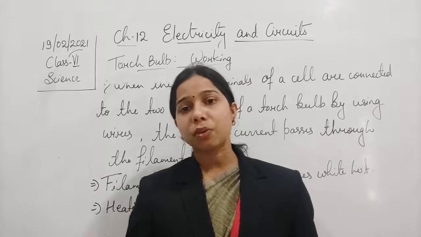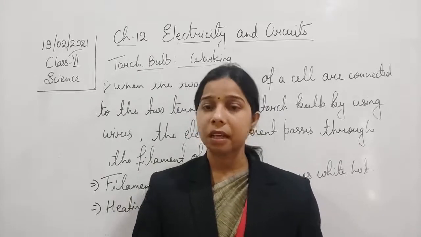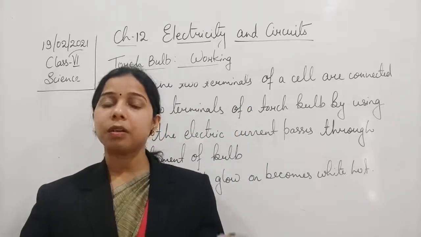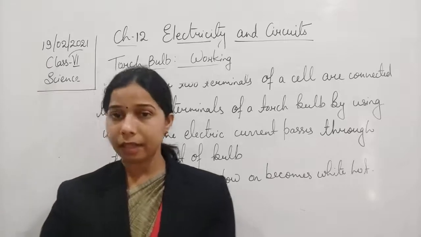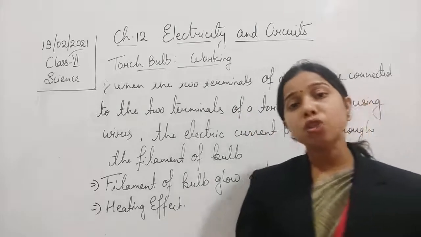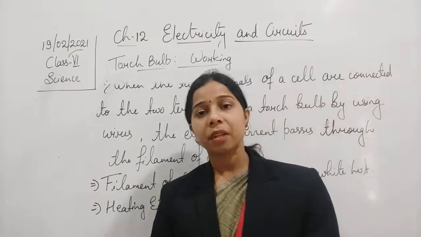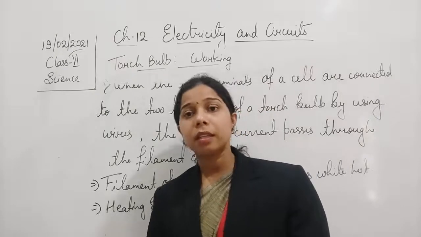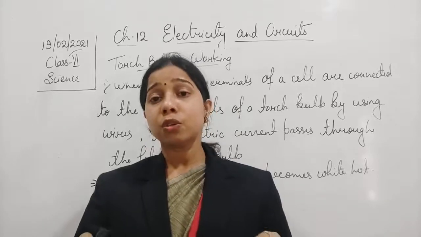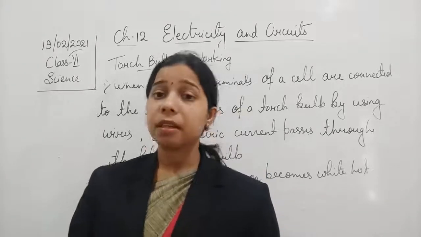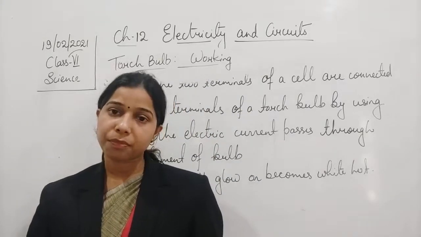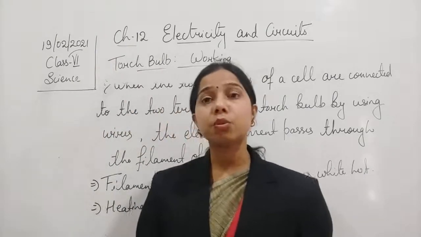Now what is the role of the thick wire? The thick wire is connected to the two terminals of the bulb. One thick wire is connected to the metal case and one is connected to the metal tip. This proves that a torch bulb also consists of two terminals, which are separated from each other with the help of an insulating material between them. So this is the structure we have understood.